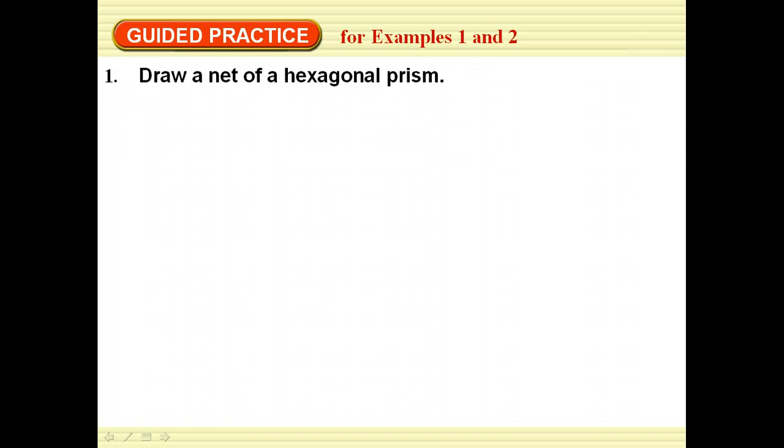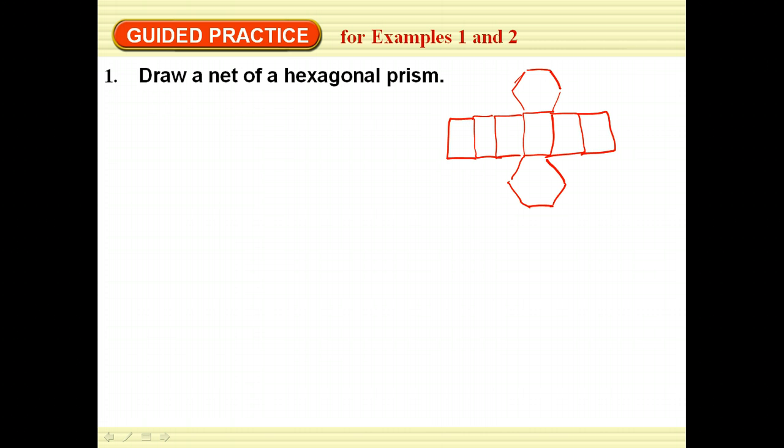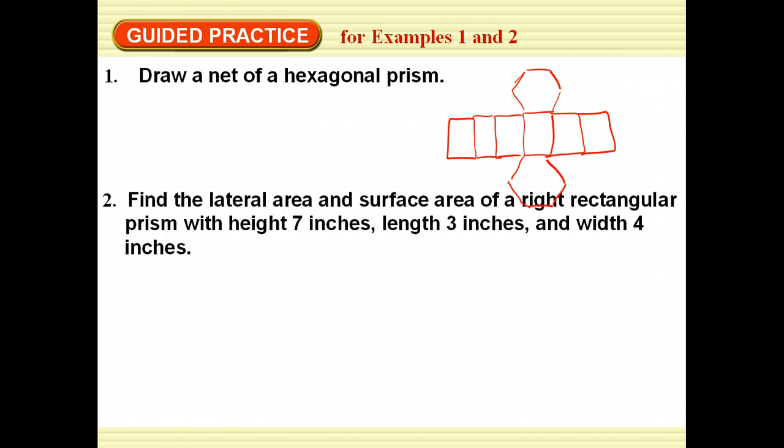So here are the ones for you to try. Draw a net of a hexagonal prism. So remember, I need a hexagon. That will be 6 sides. So 1, 2, 3, 4, 5, 6. I need 6 of the parallelograms, which will make up the rectangular area here, and then I have to have another hexagon. So there is my net of a hexagonal prism.